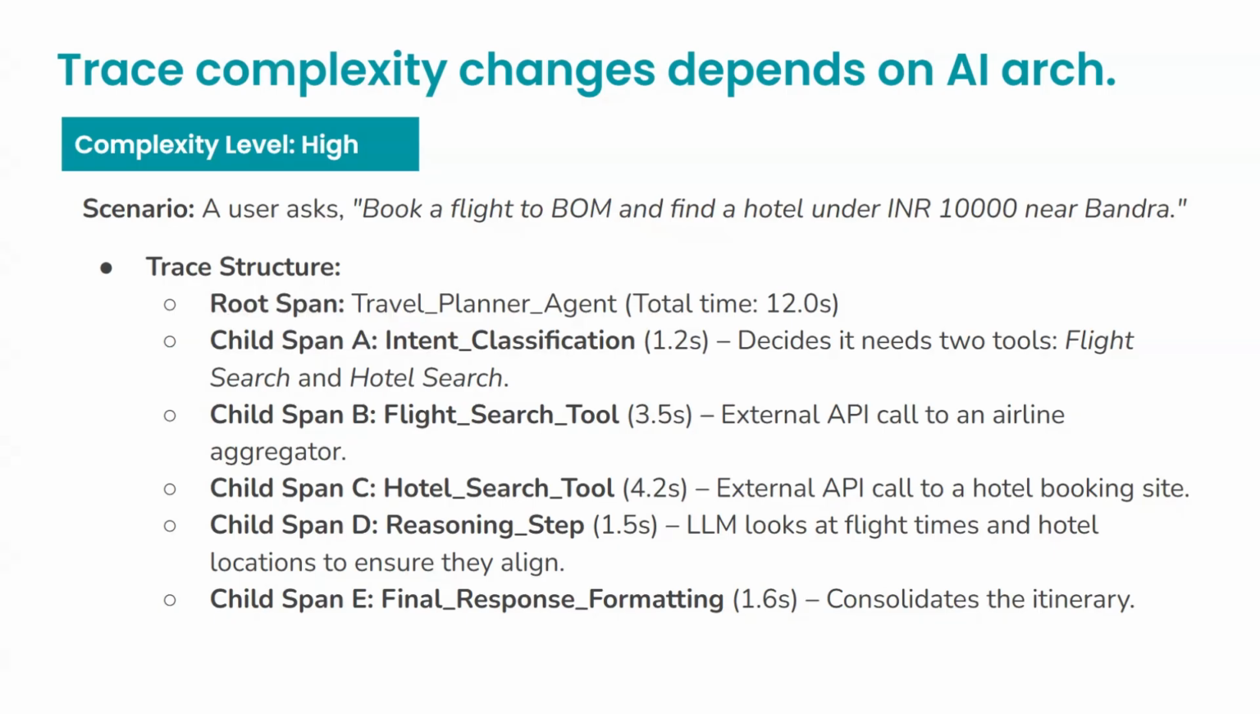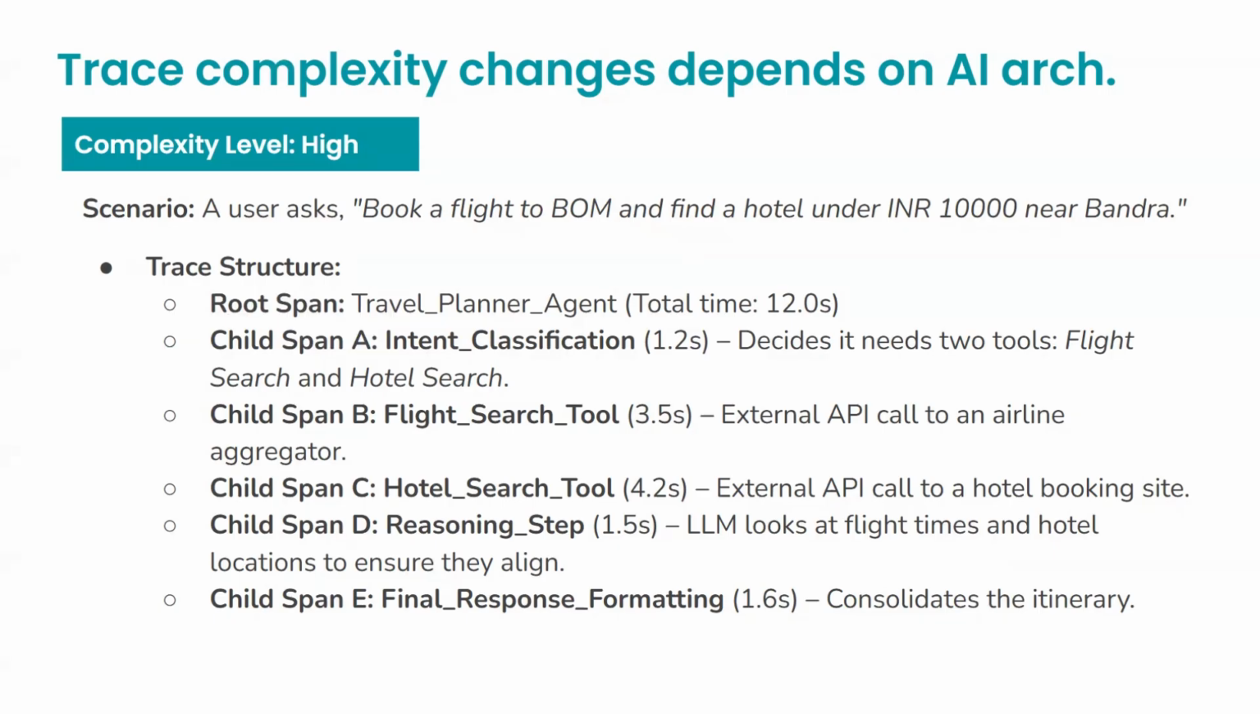Child span A is about intent classification. It takes approximately 1.2 seconds. Here the system interprets the query and decides that it needs to invoke two separate tools, a flight search tool and a hotel search tool. This is the first sign that we are dealing with an agentic workflow, not a linear pipeline.